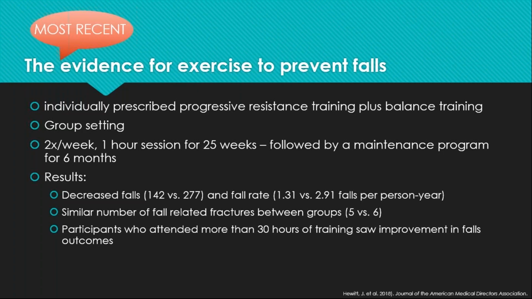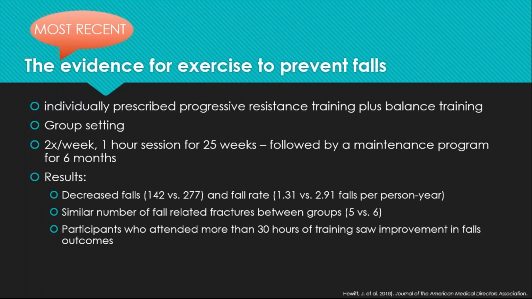And what I thought was really interesting is they looked at whether people attended the group exercise or not, or attended it sporadically, and what was the number where they actually saw improvements in falls outcomes. They found that participants who attended more than 30 hours of training saw improvements in fall outcomes. So they have to go twice a week for about 15 weeks to actually see improvements in falls outcomes.